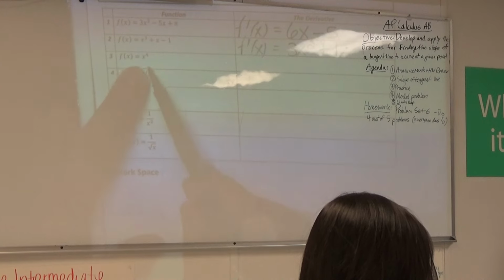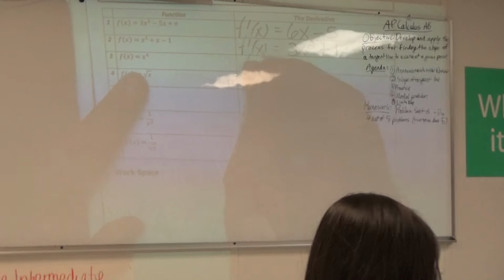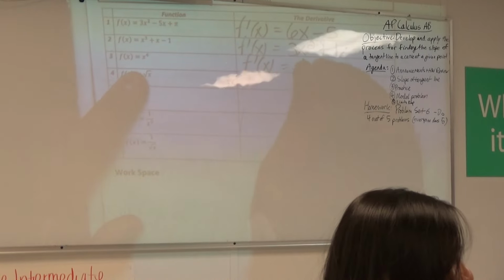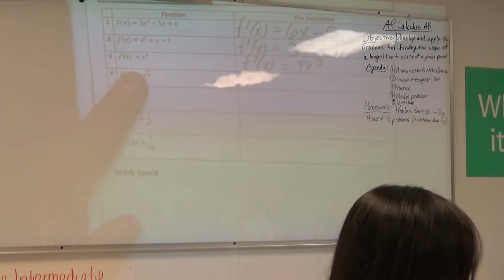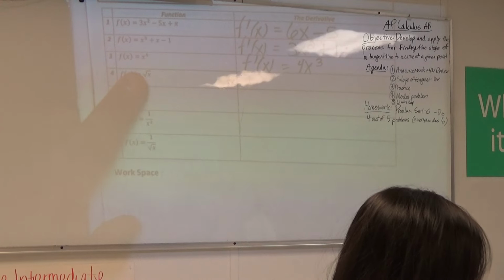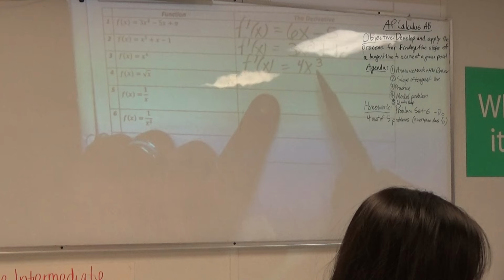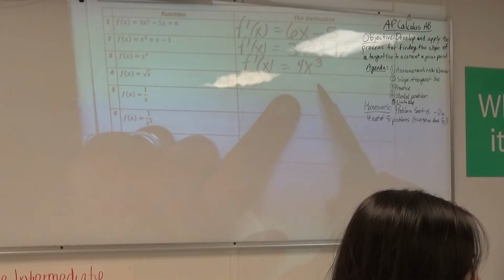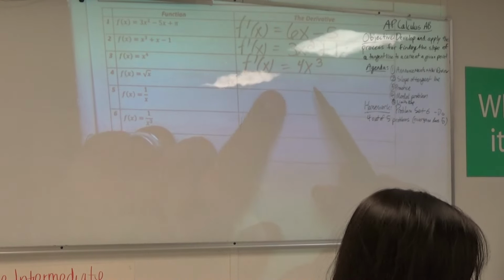Okay, number 3. Who had number 3? Somebody had number 3. What'd you get, Paloma? 4x. Okay, did you actually multiply it all out and get 4x to the third? Because there is no way on that little, like, one line of work. The goal here was for you to get the practice that you need.